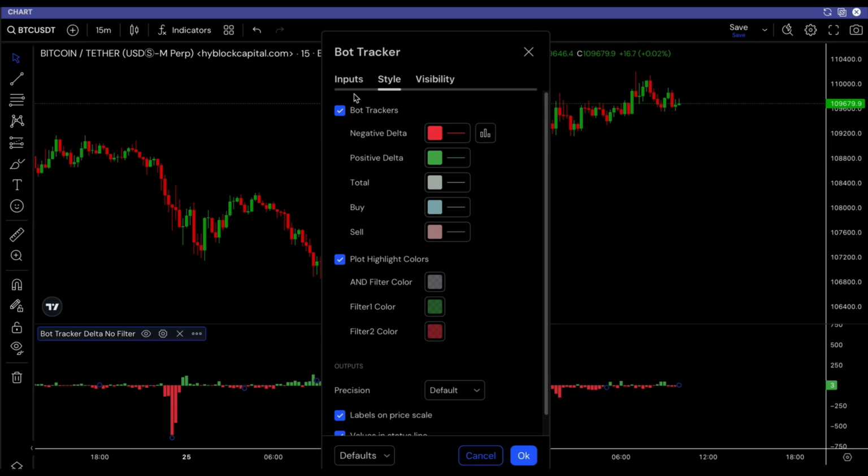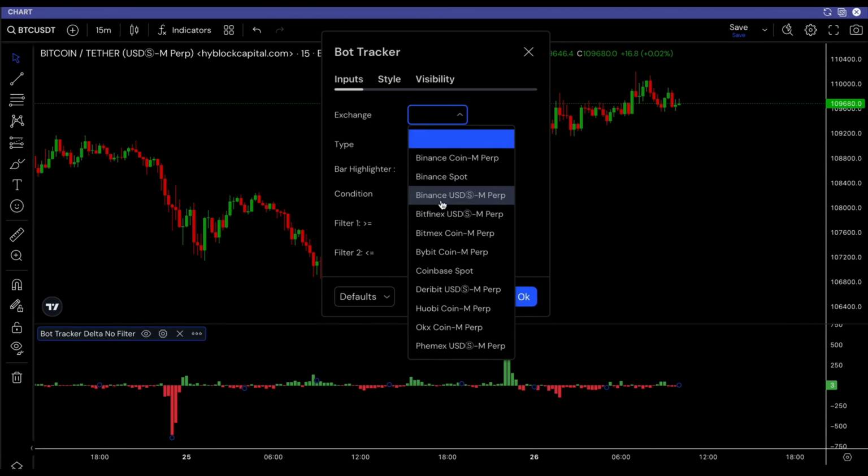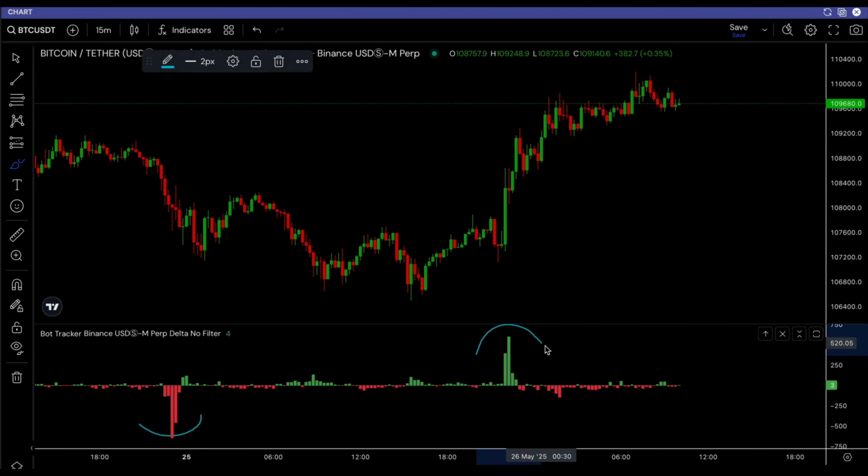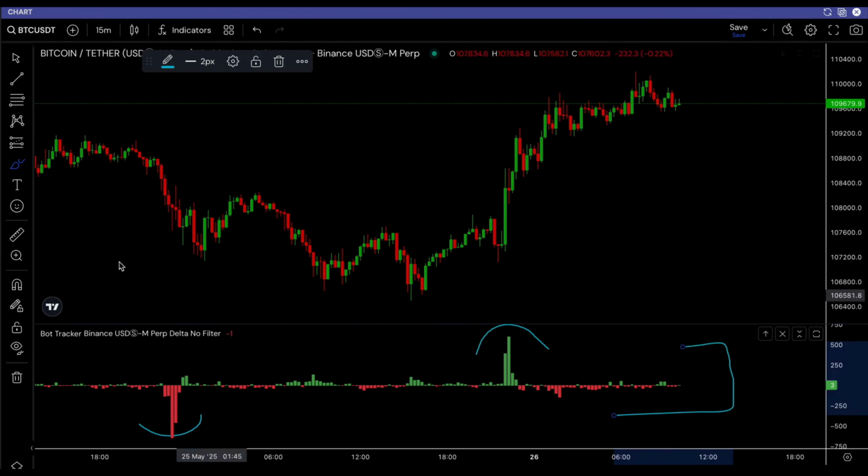Let's now break it down by exchange, starting with Binance. Notice how the bot activity on Binance closely mirrors the aggregated chart? This may suggest that Binance bots are driving the trend.